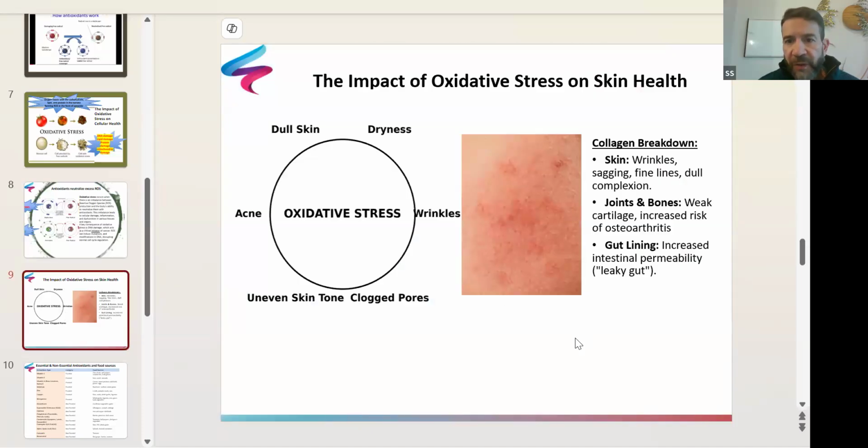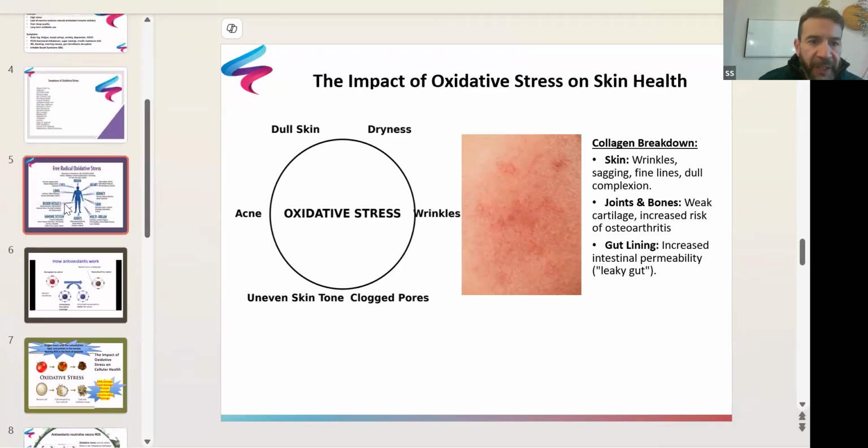So from the skin level, oxidative stress is responsible for wrinkles, dryness, early aging, acne, and such. And the reason for that is because oxidative stress and free radicals, that accumulation in the body, breaks down collagen that is responsible for skin elasticity. So it mainly attacks the protein and the fiber that is made of collagen.